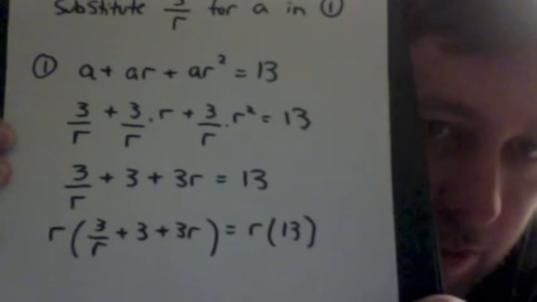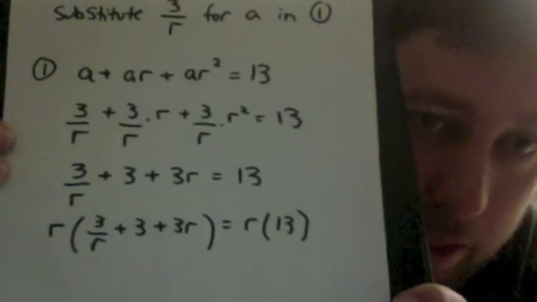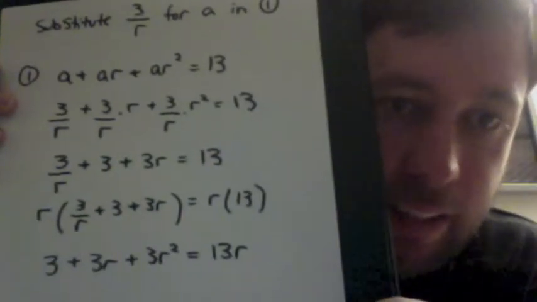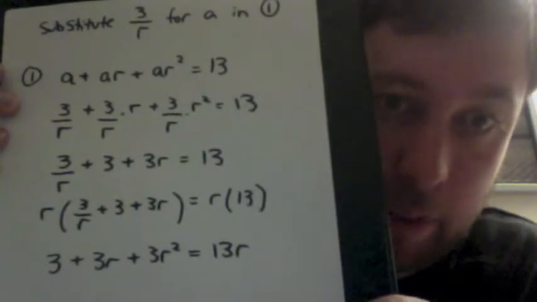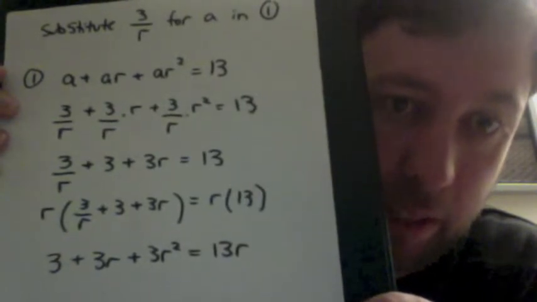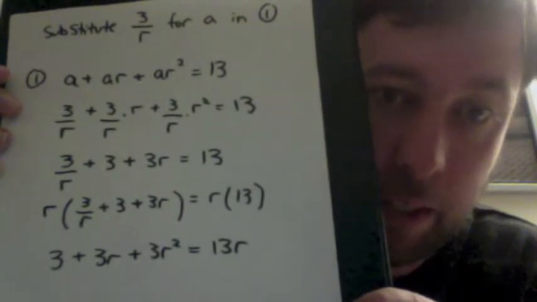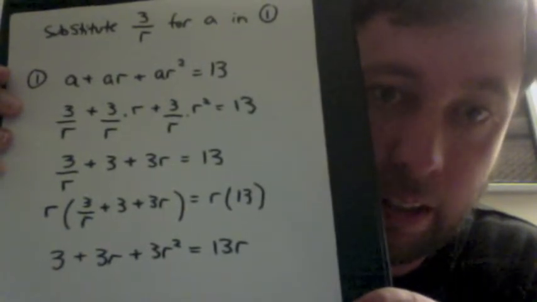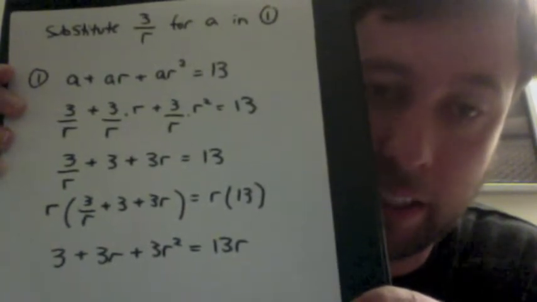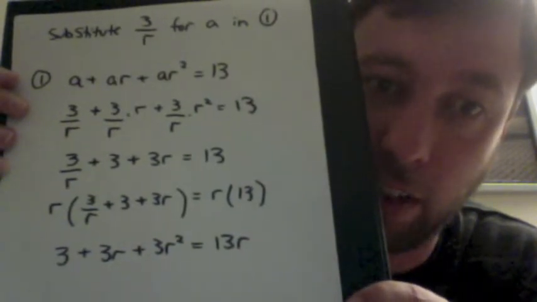The next step comes from a little bit of mathematical intuition. I'm going to multiply both sides of the equation by r. And on the left-hand side, I need to multiply r by each term inside of the brackets. So r times 3 divided by r, and that would be 3. r times 3, and that would be 3r. And r times 3r, and that would be 3r squared. On the right-hand side, we did r times 13, and we just write that as 13r. Just 13r means 13 times r.